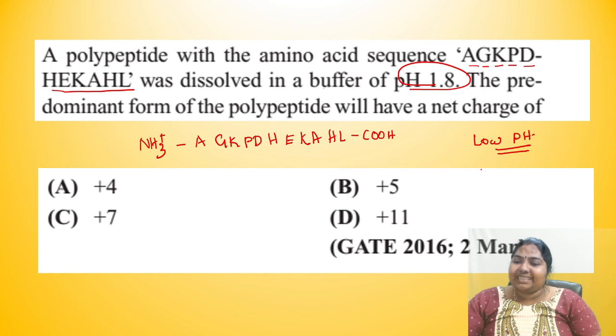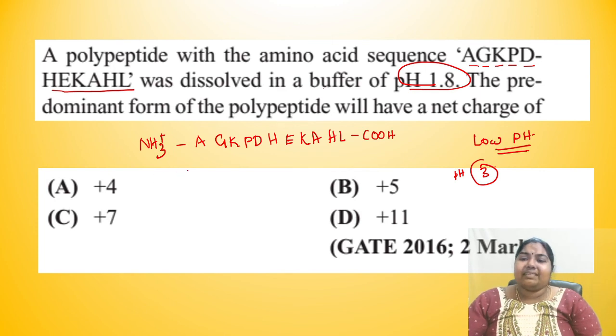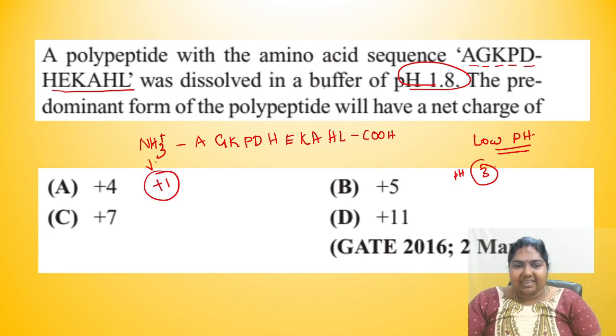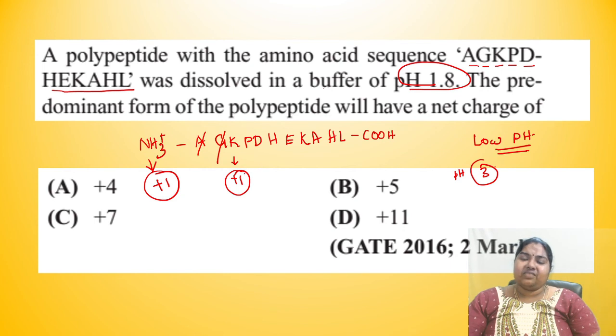So you have to look at the second value, 3. Whenever there is a pH of 3, what will happen to your amino group? This is going to have one positive charge. This is a neutral one, don't consider. This is also a neutral one, don't consider. What about lysine? It will have +1 charge. We have seen that. If it is a basic amino acid, it will have a +1 charge.